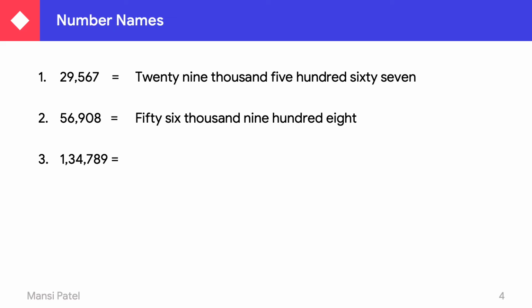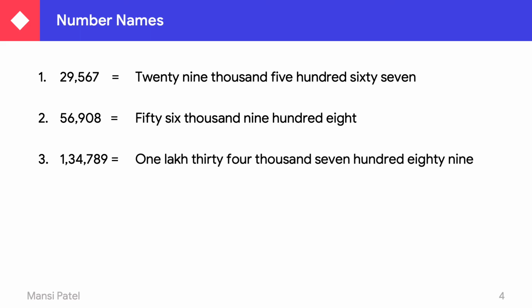So we have to start from 1 lakh. Now 3, 4, 34 in the group of 1000. Therefore, we can say 34,789. So our answer is 1,34,789. Now the next, the fourth one, is the same as the third one.